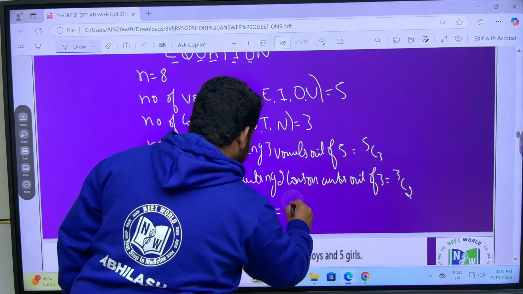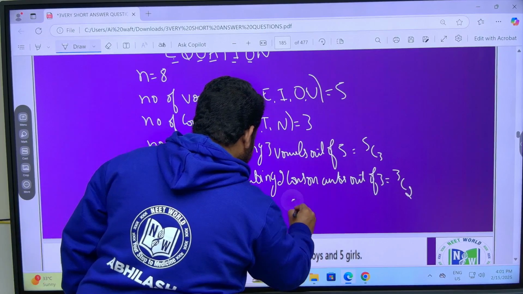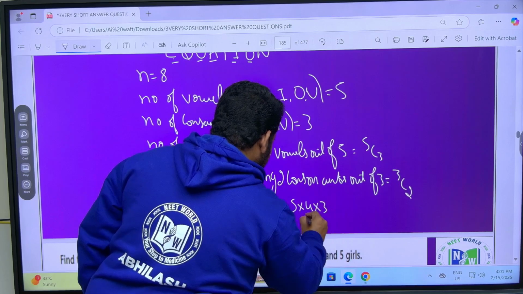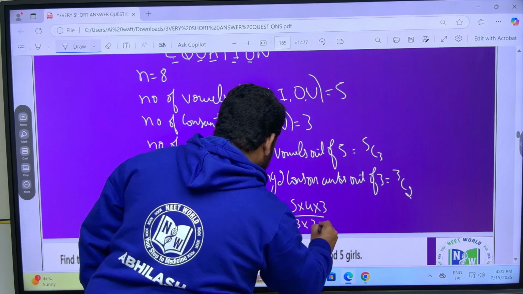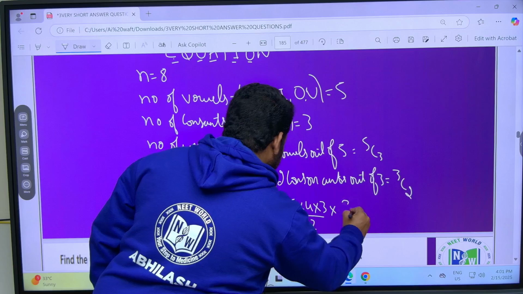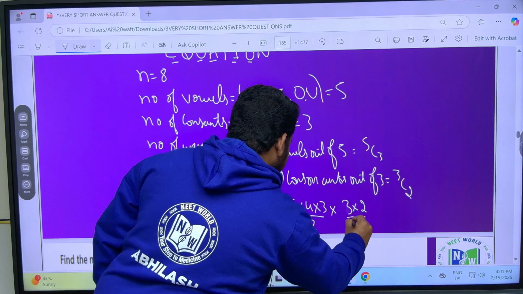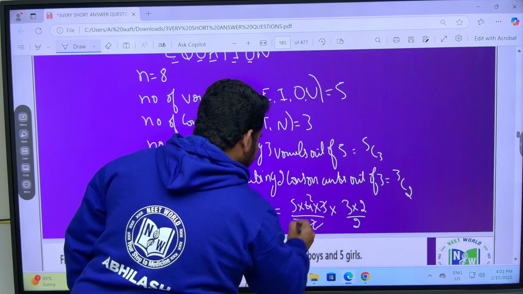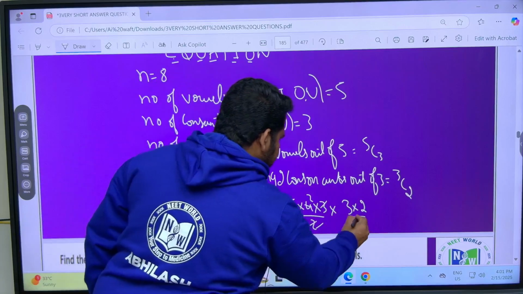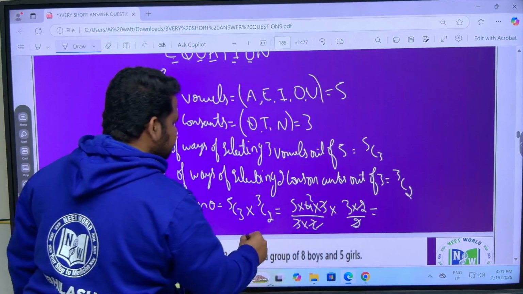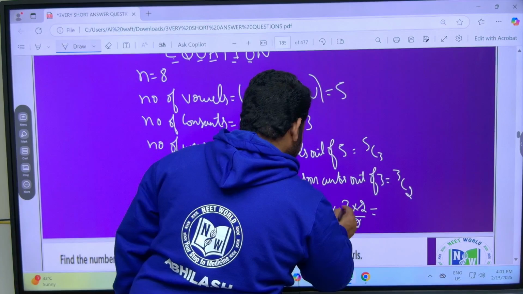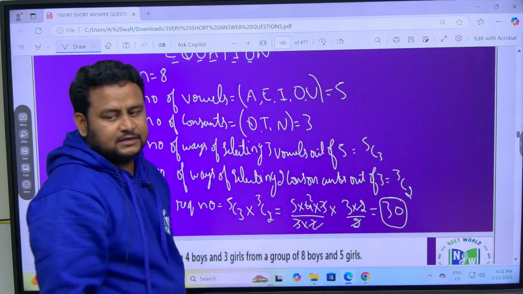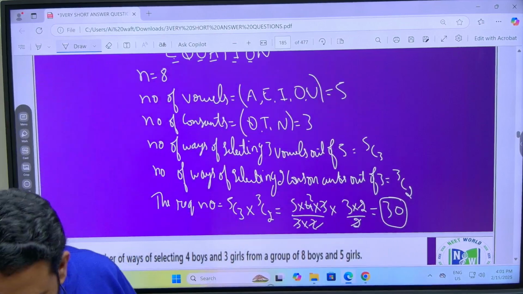So this will be 5 into 4 into 3 divided by 3 into 2, into 3 into 2 divided by 2. 3 cancels, 2 1s are 2, 2 2s are 4. 2 cancels. So 5 2s are 10, 10 3s are 30. The answer to this question will be 30, friends. Okay, let us have a look at the next question.